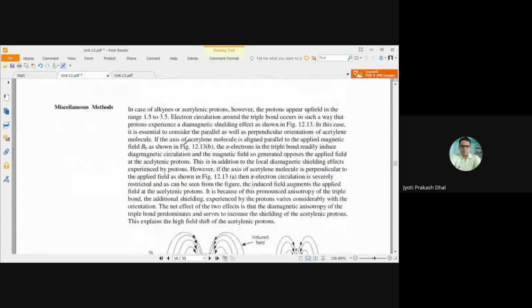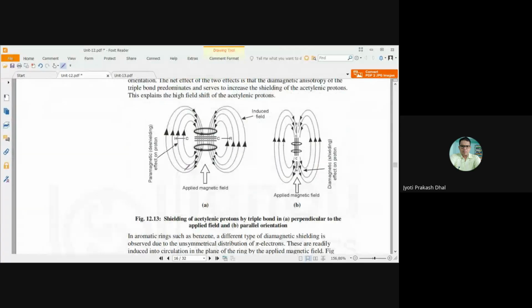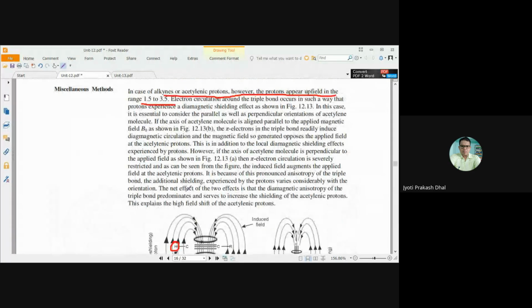Now, in the case of alkynes or acetylenic protons, however, the protons appear upfield, in the range of 1.5 to 3.5. So in this case, you can see this is the C triple bond C, and here this is the acetylenic proton. Due to the paramagnetic effect on this proton, it will absorb at upfield. Upfield means lower value of delta.